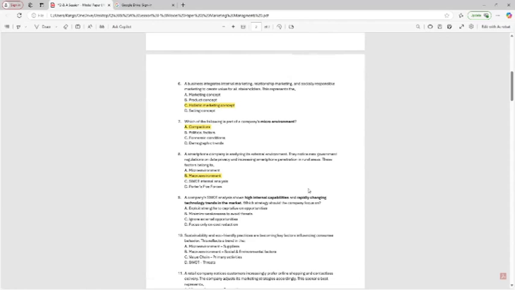So we can just ignore it. Answer number D, focus only on cost reduction. No, that is also a wrong answer. So easily you can get the correct answer by avoiding the other answers. So the correct answer is A, exploit the strength to capitalize on opportunity.